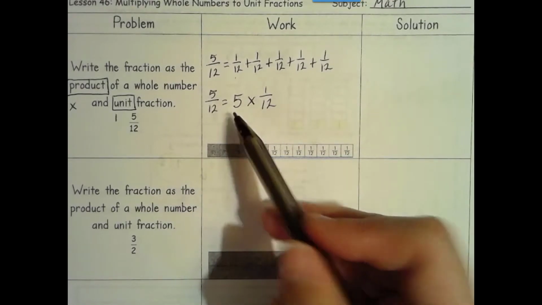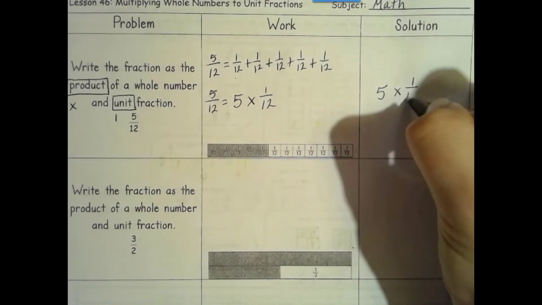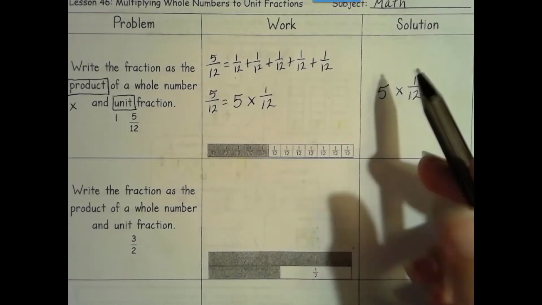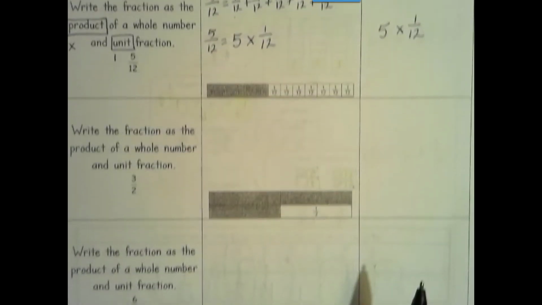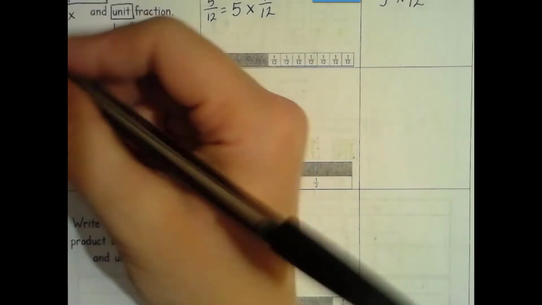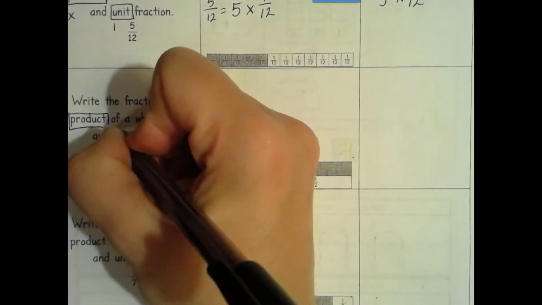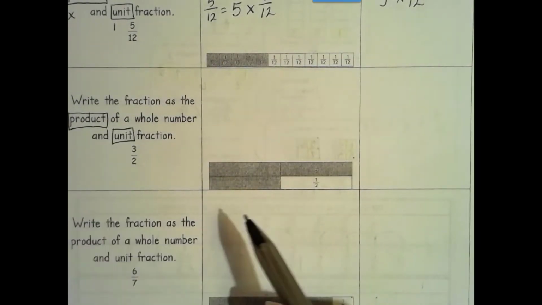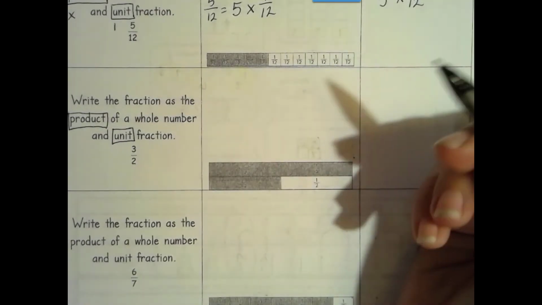So to write this as a product of a whole number and a unit fraction, it is 5 times 1/12. 5 groups of 1/12 is 5/12. So again, we're going to write this as a product of a whole number and a unit fraction. A whole number means it is not cut up into any pieces. The whole thing is there. No fractions, no decimals. That's what a whole number represents.